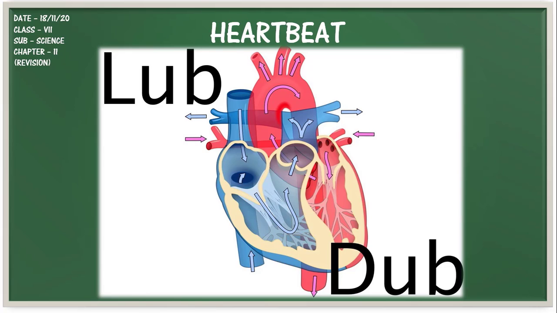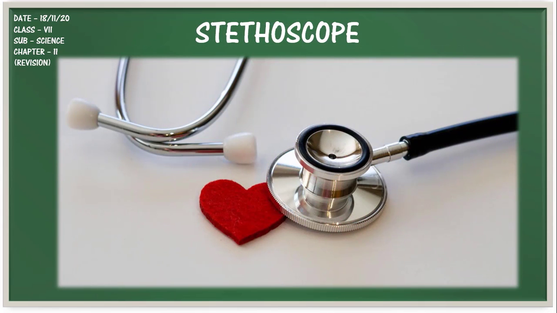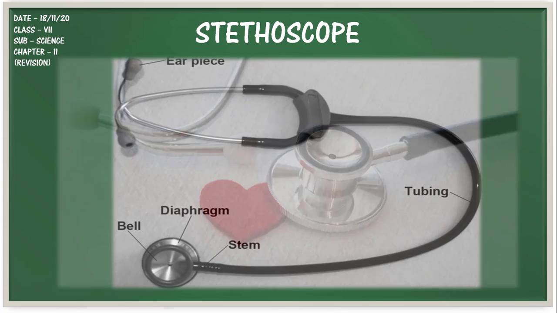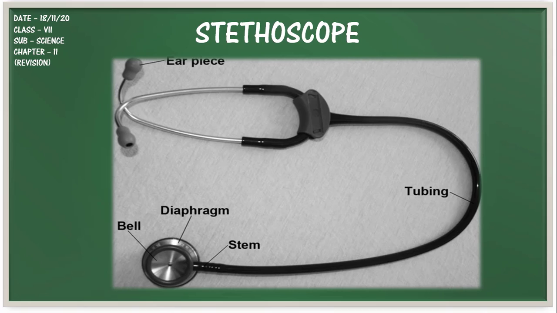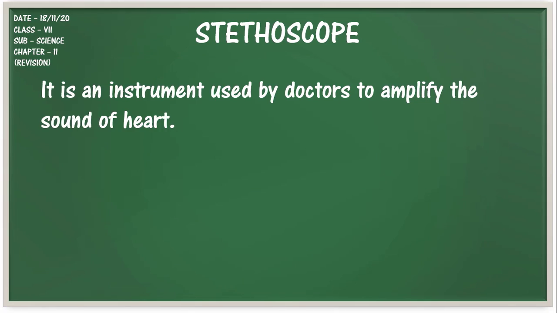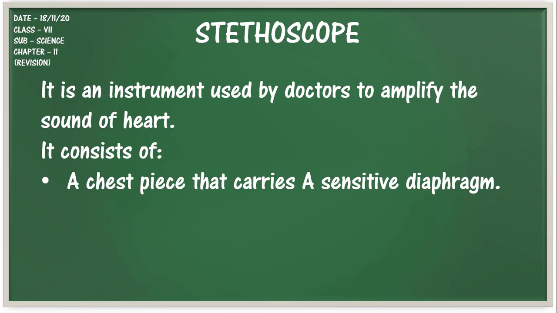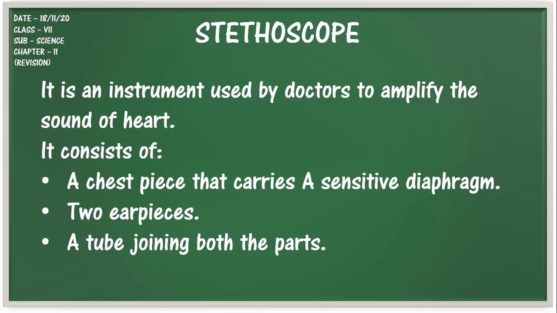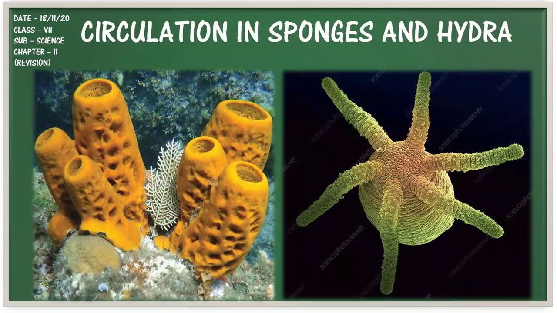If you place your hand on the left side of your chest, you can feel your heartbeat. Doctors feel your heartbeat with the help of an instrument called a stethoscope. It is used by doctors to amplify the sound of the heartbeat. It consists of a chest piece that carries a sensitive diaphragm, two separate earpieces, and a tube joining both the parts. Doctors get to know about the condition of the heart by listening to the sound through a stethoscope.